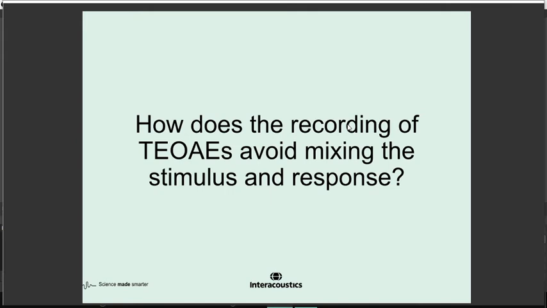Yeah, exactly. It's very individual. Yeah. The stimulus and the response.